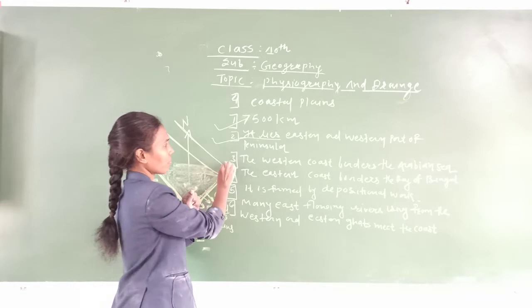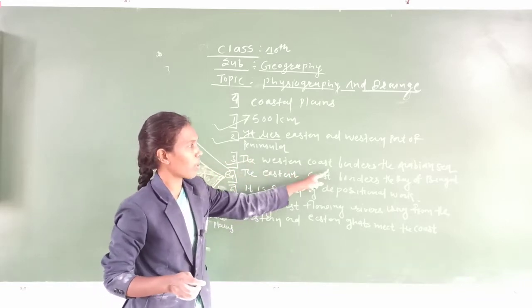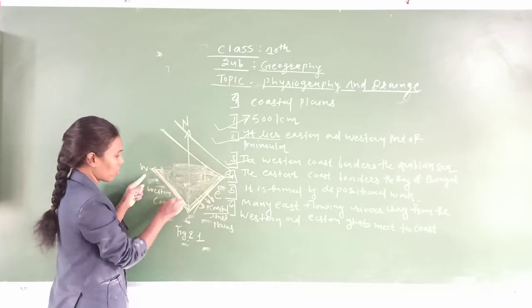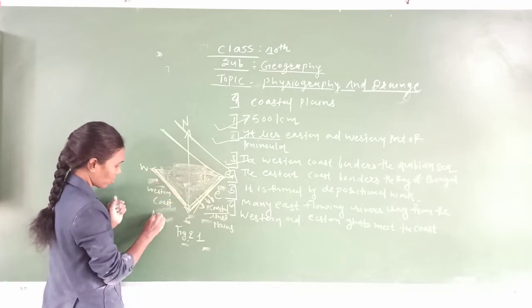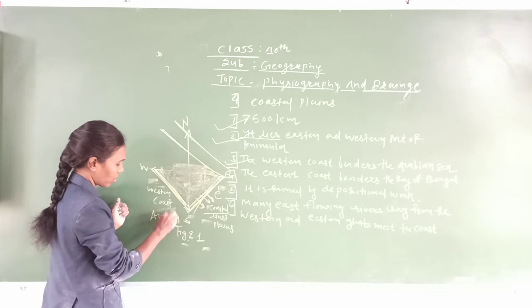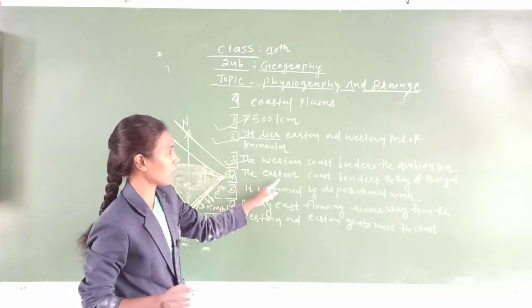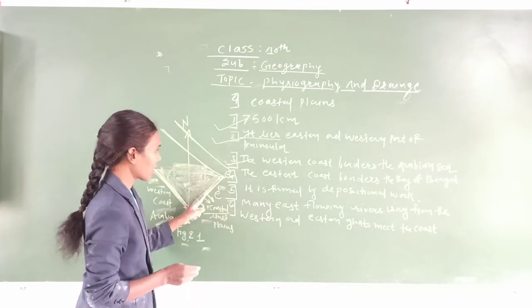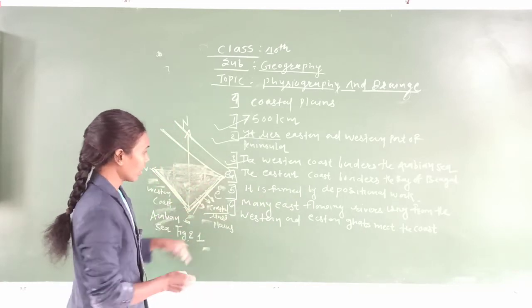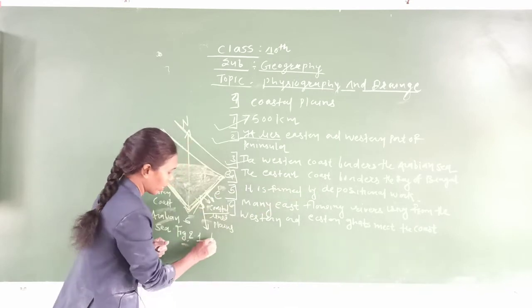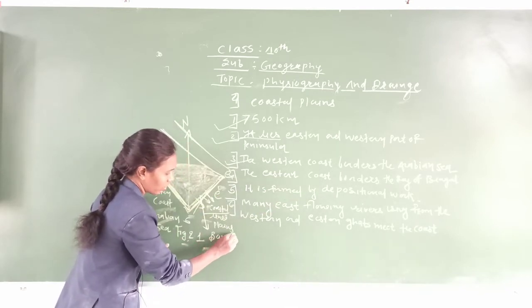Then third, the western coast borders the Arabian Sea. The western coast borders the Arabian Sea. Is it clear? Then the eastern coast borders the Bay of Bengal. This eastern coast borders the Bay of Bengal.